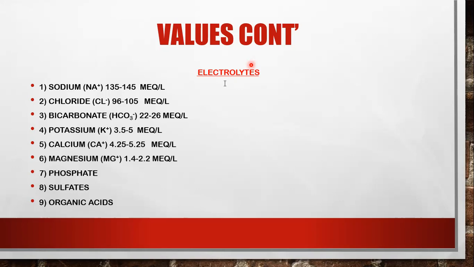Okay. Stephanie, what's the normal chloride level? It's going to be 96 to 105 milliequivalents per liter. Excellent. Talicia, what about the normal bicarb? It's going to be 22 to 26 milliequivalents per liter. Good, good. Stephanie, what about the normal potassium? That's going to be 3.5 to 5 milliequivalents per liter.